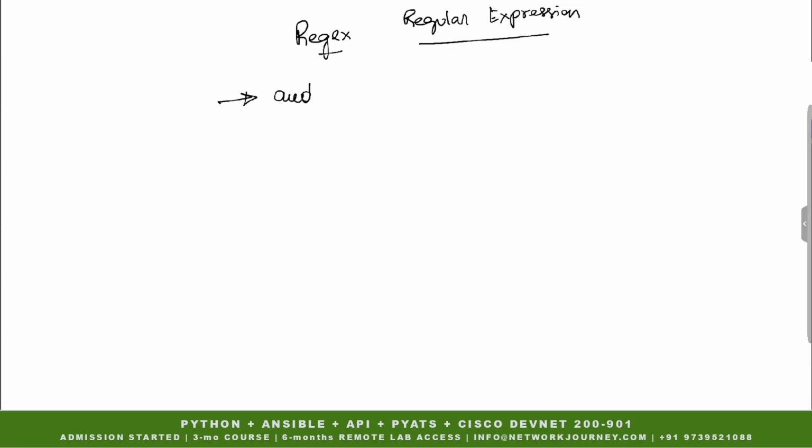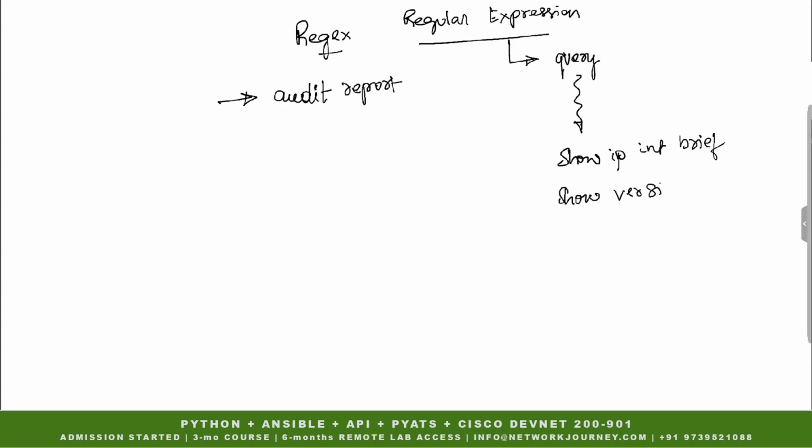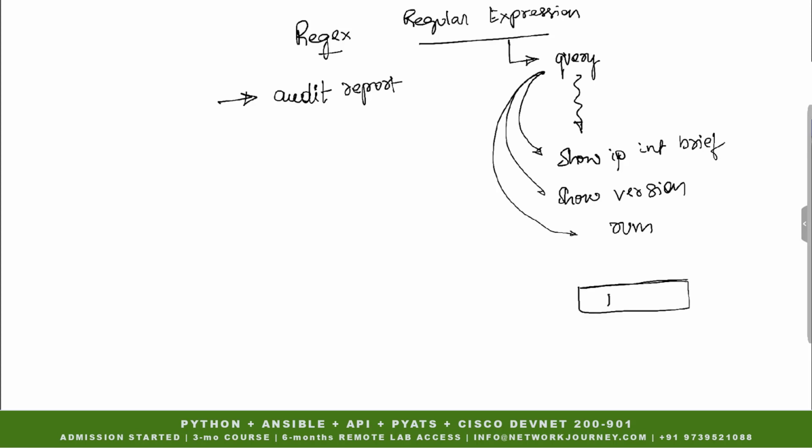Just to add to it, regex is nothing but the way of how we want to filter something. With the regular expression, we write a query. This query will be sent across on our CLI commands. It could be any command like show IP interface brief, show version, or show run. And once this query matches with that, I get only the data.